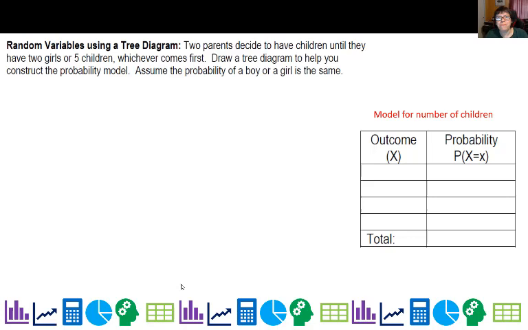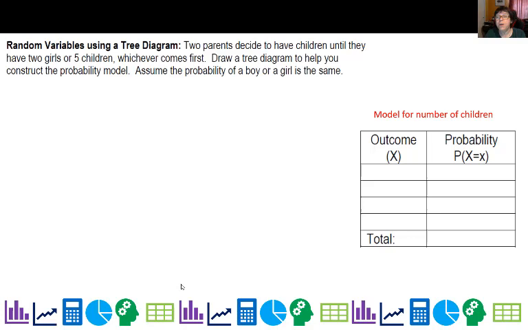So we're going to construct the probability model for how many kids this family is going to end up with. We know they're going to have at least two because they're going to try at least twice, right? They may get a girl on the first try, or they could end up with all five boys.